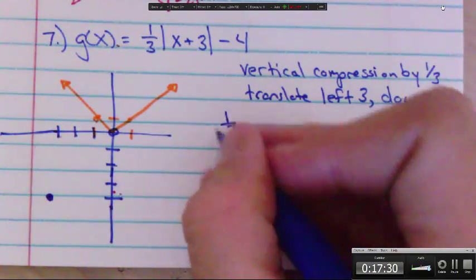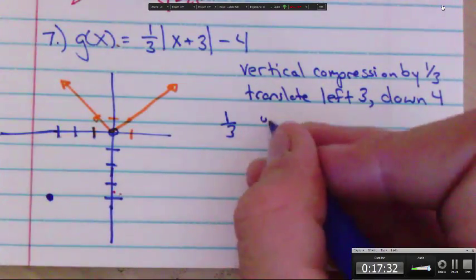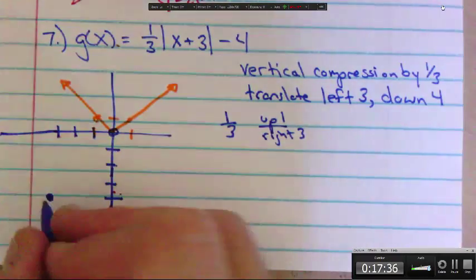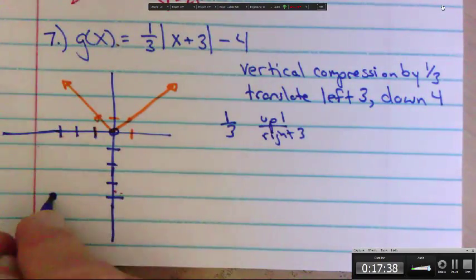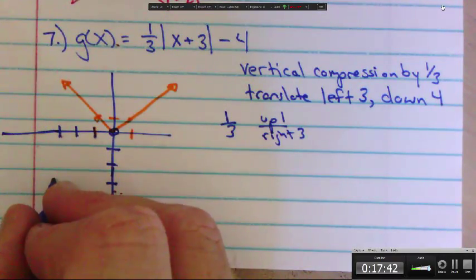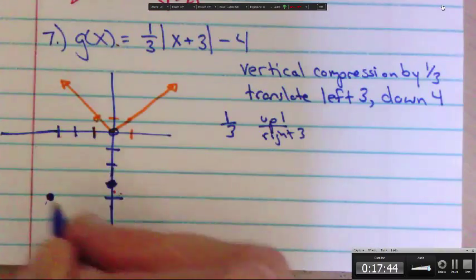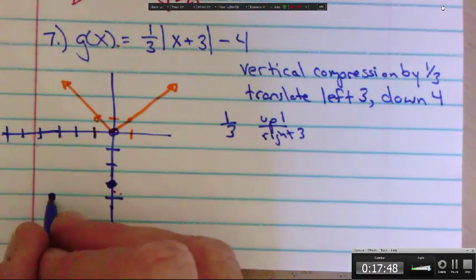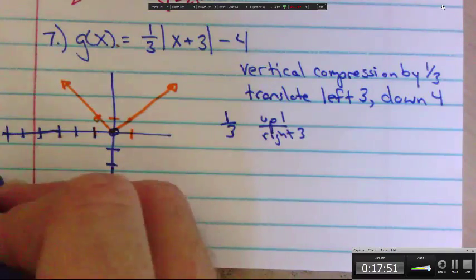And then the amplitude tells you how to get to the next point. So it's up 1, right 3. So from the new vertex, we're going to go up 1, which puts us here, and right 3. And then from the vertex, we're going to go up 1, left 3.